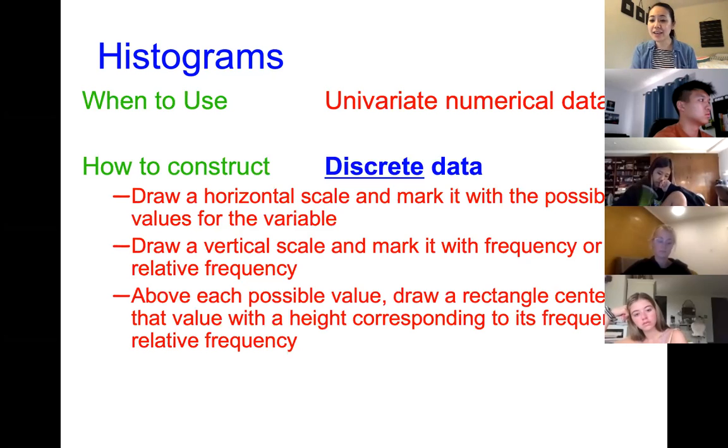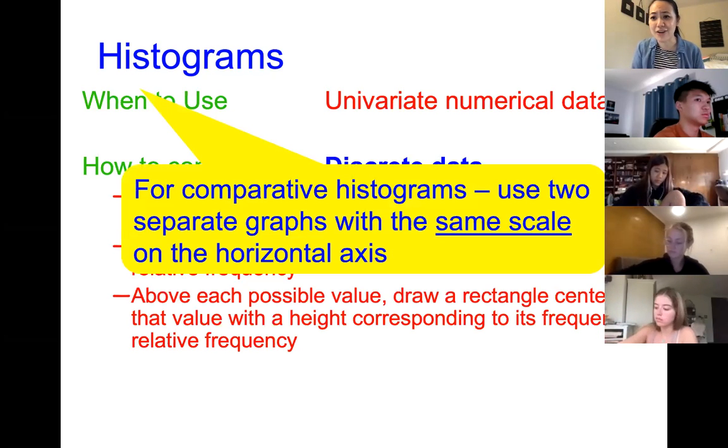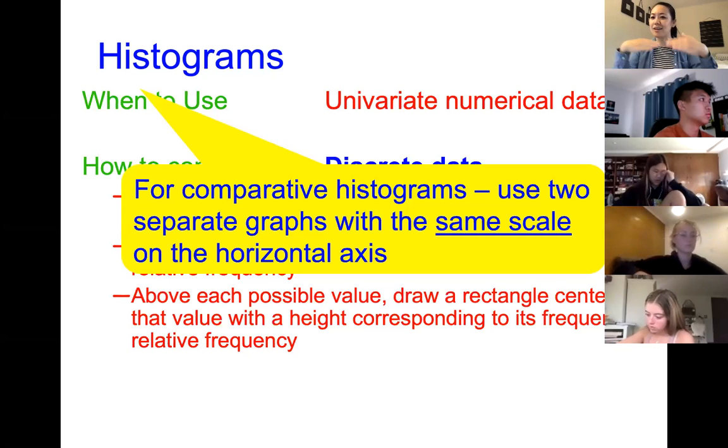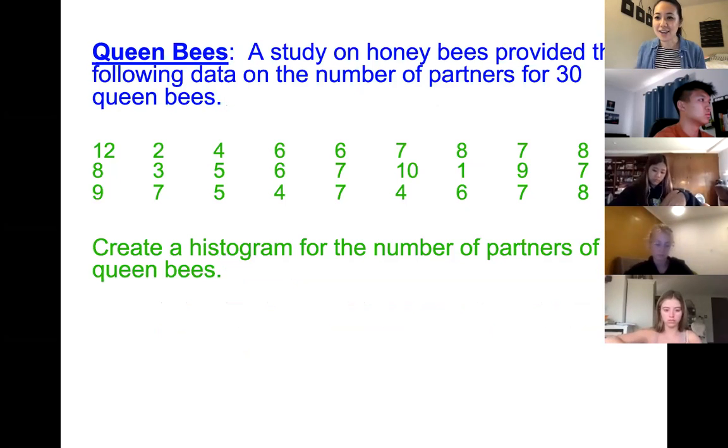Okay, and then above each value on the x-axis, the horizontal one, you're going to draw a rectangle corresponding with its frequency or its relative frequency. I think this is stuff you guys really already know. If you want to do comparative, you just do it side by side on the same scale. I'll show you guys an example of that later. Okay, so let's just do an example. If you have a straight edge, that could be helpful in making your first histogram.